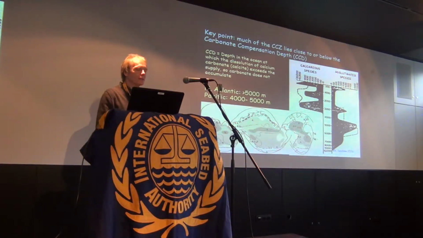Now, a key point in considering the forams is that much of the CCZ lies close to or below the carbonate compensation depth. So CCD for short. The CCD is the depth in the ocean at which the dissolution of calcium carbonate in the form of calcite exceeds the supply. So carbonate doesn't accumulate.